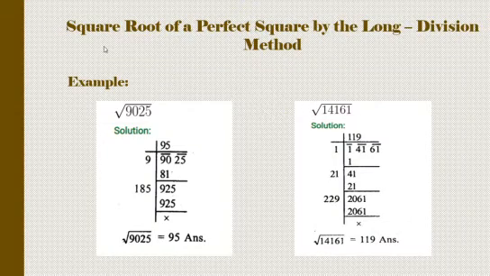Second method, square root of a perfect square number by long division method. In this method, suppose here 4 numbers are there. So make the pairs from the last. Suppose here 9025 is written. So first make a bar on 25 and second on 90.